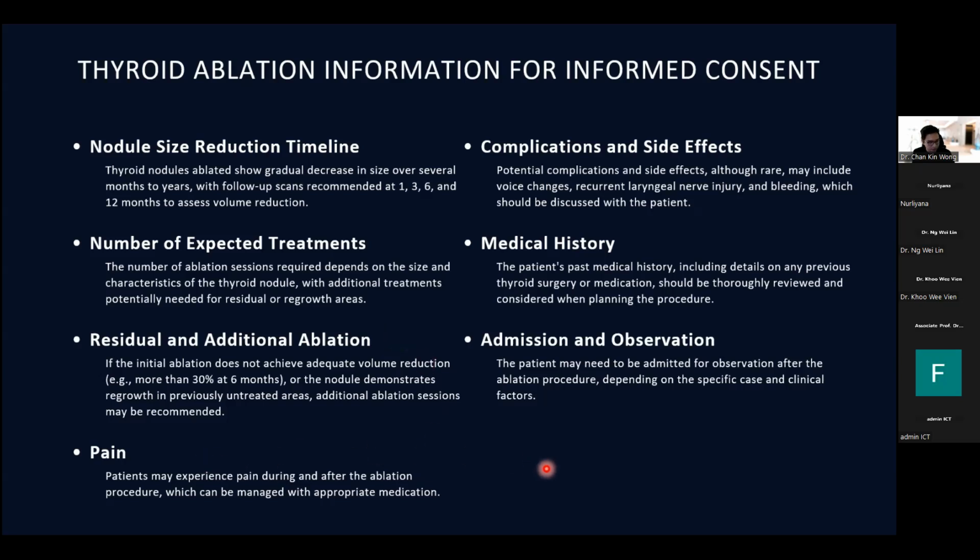After the procedure, the patient may experience pain. We also need to explain about complications and side effects. Although they are rare, they are there. Mainly it's voice changes, recurrent laryngeal nerve injury, and bleeding. We also need medical history, basically history of thyroid surgery or any medication. And the patient will need admission and observation.